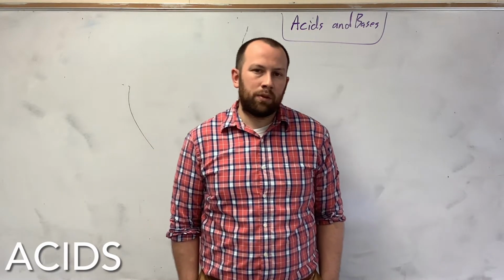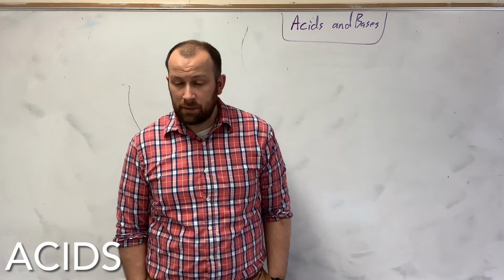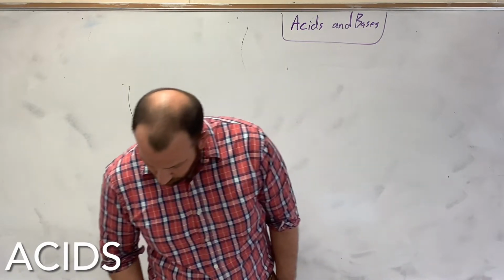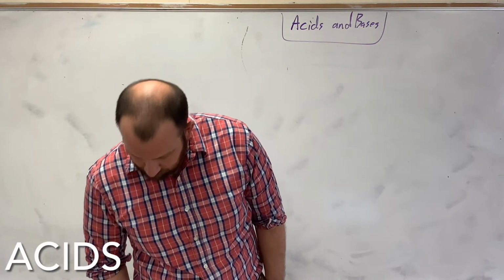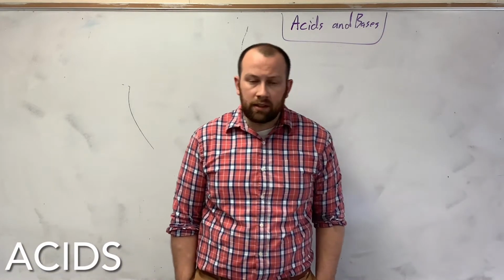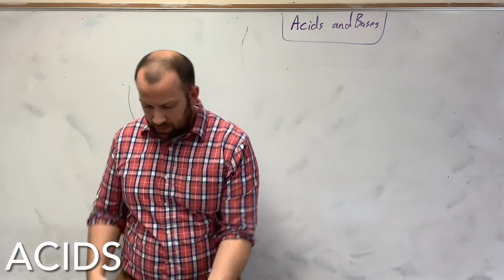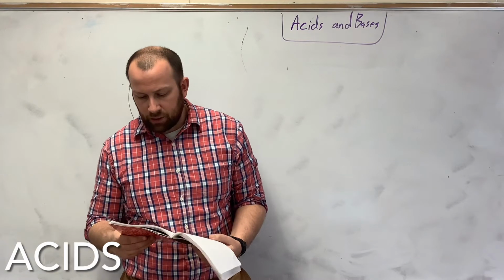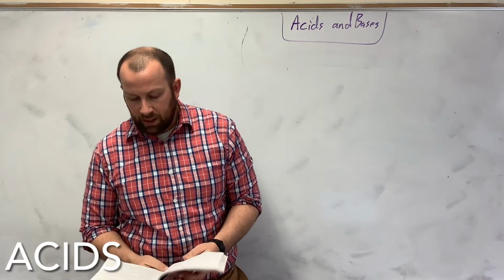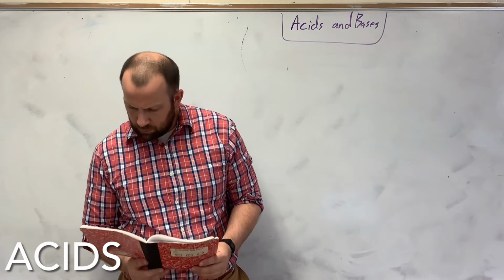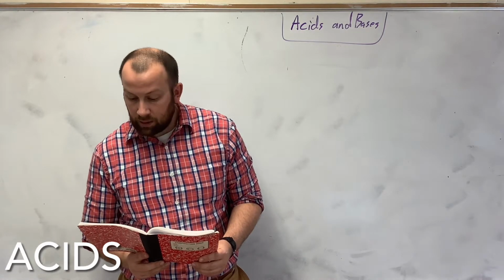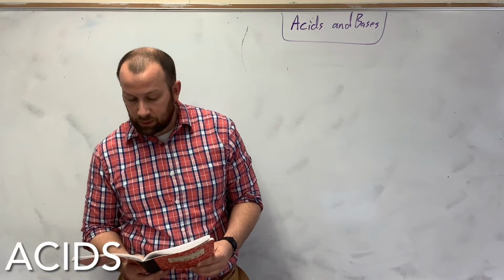In 1984, a Swedish scientist by the name of Arrhenius said an acid is a substance containing at least one hydrogen atom that will separate and form a hydrogen ion when dissolved into water.